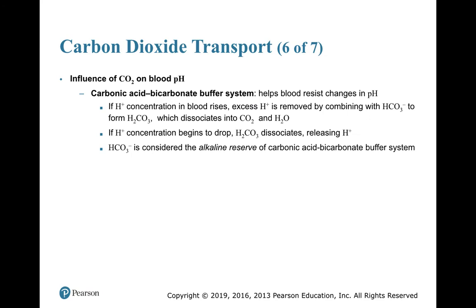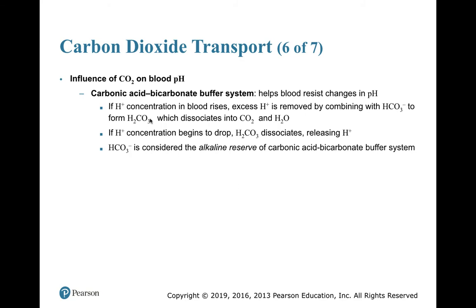The influence of carbon dioxide on blood pH. There is this carbonic acid bicarbonate buffer system that helps blood resist changes in pH. If hydrogen concentrations in the blood go up, so the blood becomes more basic, the excess hydrogens can be removed by combining it with bicarbonate to form carbonic acid, which can then go back to carbon dioxide and water. On the other hand, if hydrogen ion concentrations begin to drop, it becomes more acidic, the bicarbonate dissociates, releasing hydrogen ions back in.